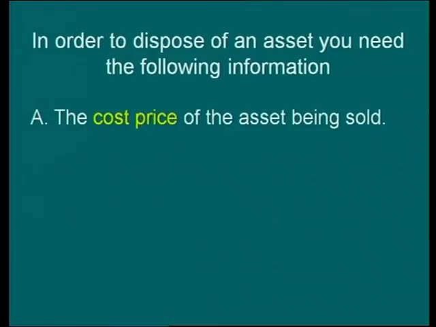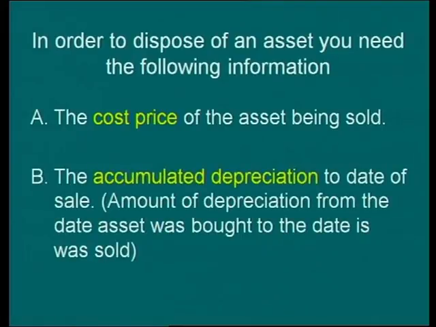What we do need to know is, and I circled it earlier on, the cost price of the asset being sold. We also need the accumulated depreciation to date of sale. So let me slow down. Before we can do asset disposal, there's 4 important bits of information that we need. The first thing, grade 12s, is we need the cost price of the asset. We must have that. In this case, it's 30,000.